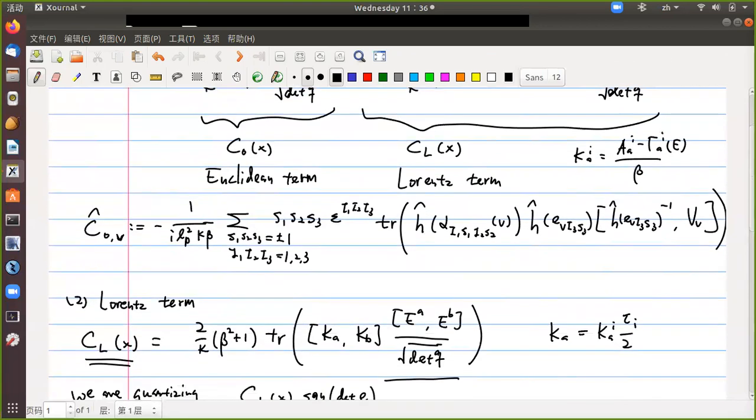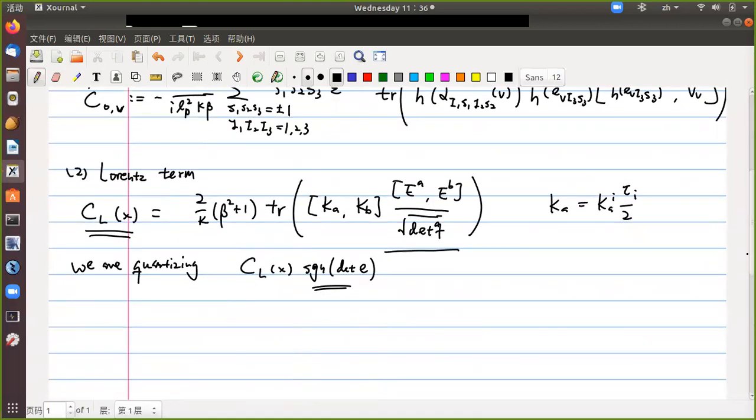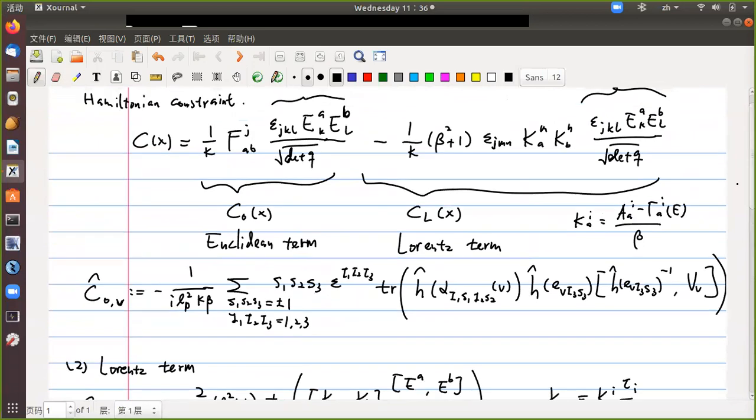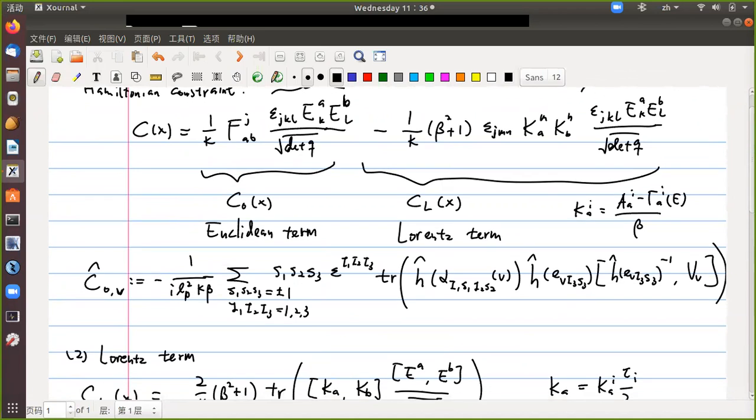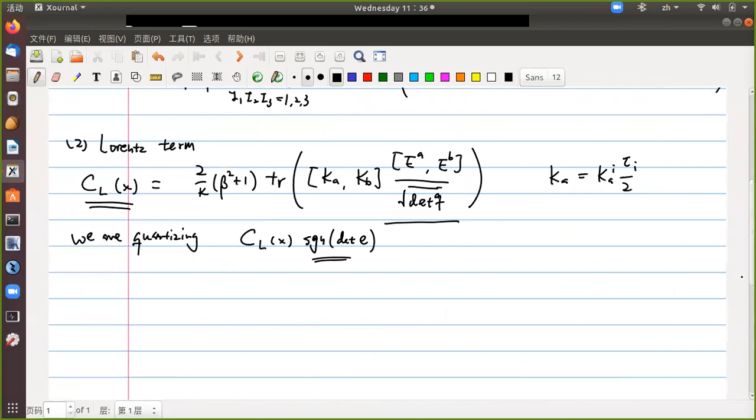Okay, so which means our quantization is very much consistent. So for both the Euclidean term and the Lorentz term, we add this sign factor. So it becomes a uniform sign factor of the Hamiltonian constraint. All right.